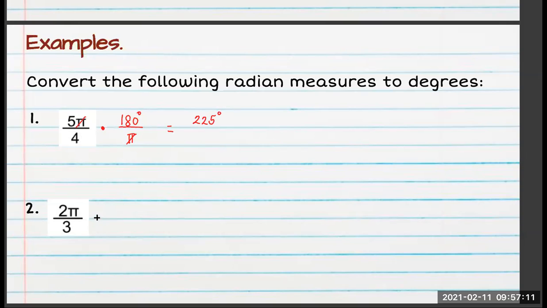Now, what about 2 pi over 3? So we multiply this by 180 degrees over pi. Again, that pi cancels out. So you have 2/3 times 180, which gives you 120 degrees.